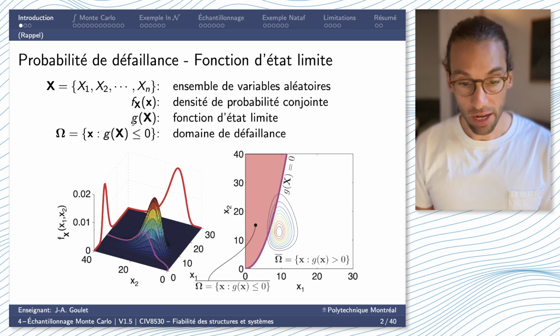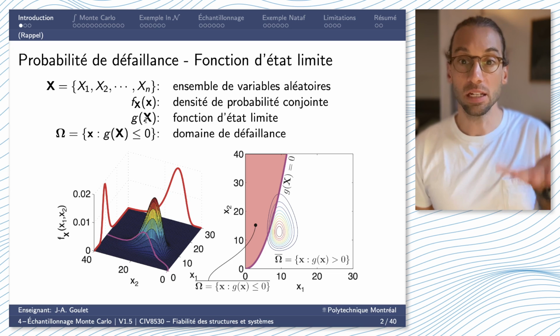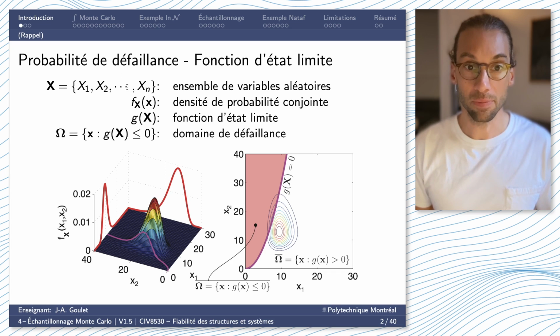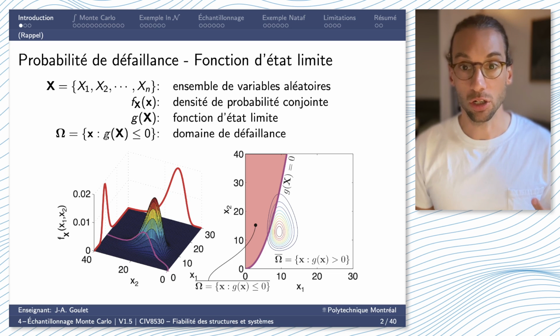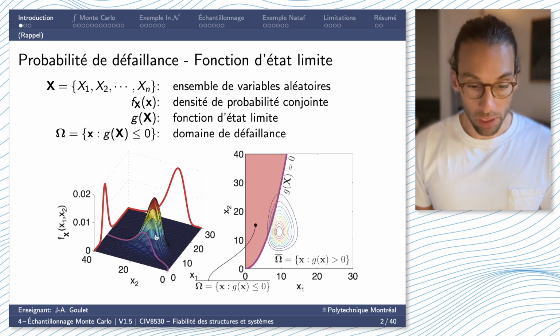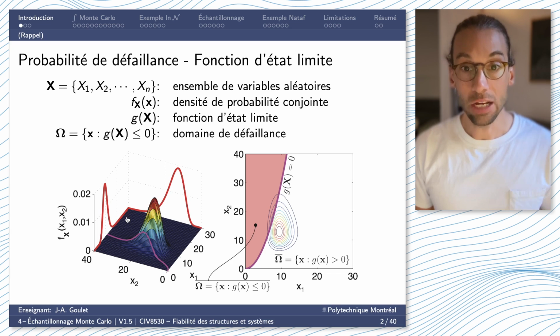We're going to have g of x, our limit state function, defining a positive value in the survival domain and negative in the failure domain. And we're going to have omega, or failure domain, so all the values x such that our limit state function is less than or equal to 0. Here we have our joint PDF, or our marginal PDF for our two variables. We have our limit state surface, so the points where g of x equals 0.